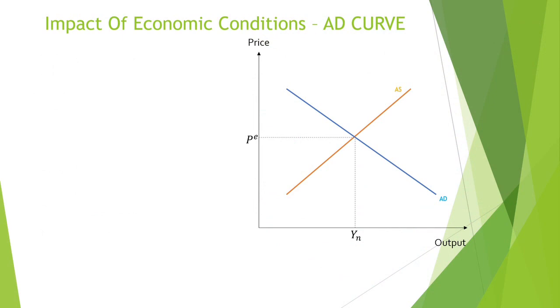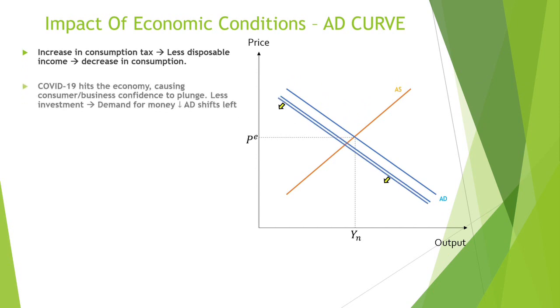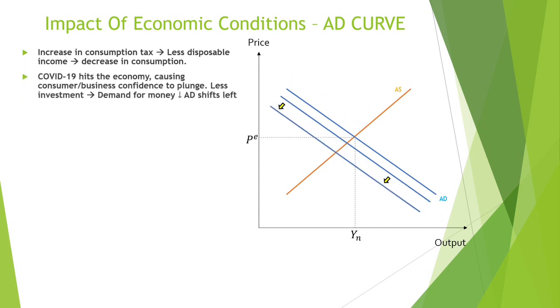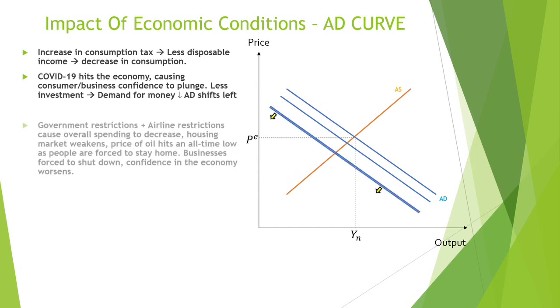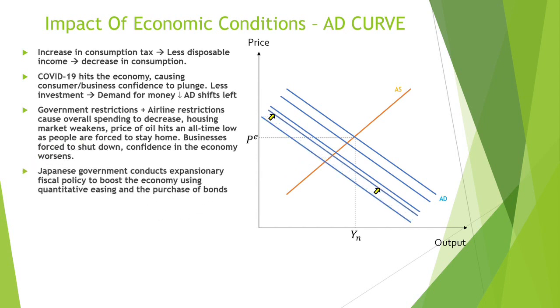So for the AD curve, firstly, increased taxes cause disposable income to fall, as well as consumption, causing the first shift of the curve. A couple months later, COVID-19 hits, causing business and consumer confidence to plunge. And then, of course, government restrictions, airline restrictions, all hit the economy at once, causing investment and consumption to plunge even further. Here comes the government now with expansionary fiscal policy.